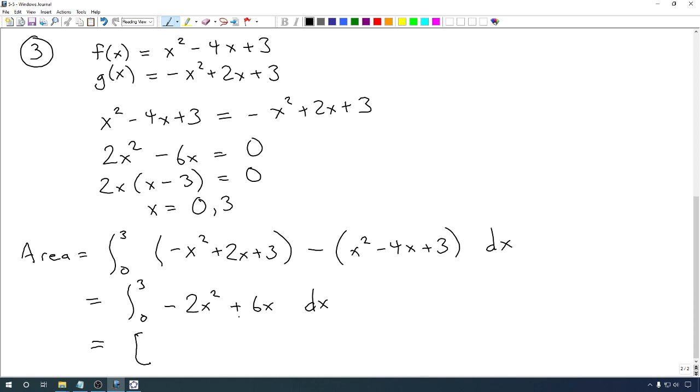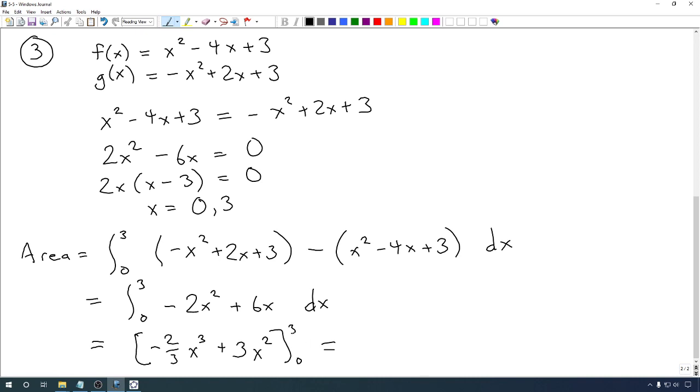We need to find an antiderivative of this. So for x squared, we raise the power by 1, so we have an x cubed. We divide by the new power, so we divide the negative 2 by 3. Here we have 6x. The x becomes an x squared. We divide the 6 by 2, so we just have a 3. And we evaluate that from 0 to 3.